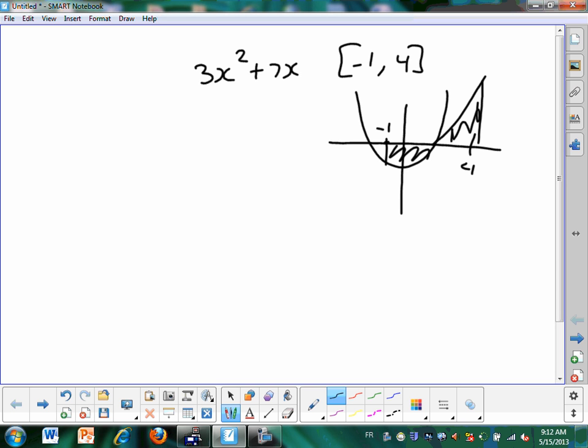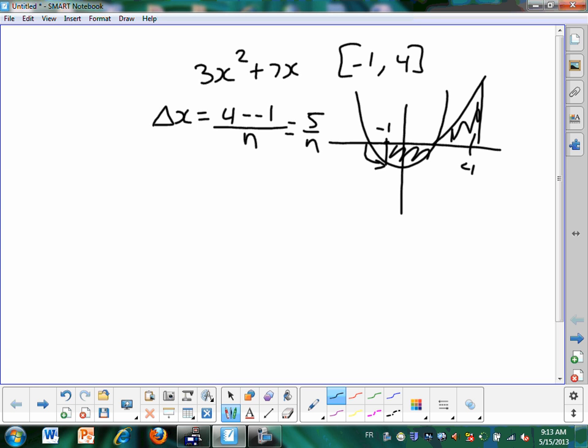Now the area of a rectangle is going to be the height of the function at any given point times the width of that rectangle. So I need to figure out what the width of the rectangle is going to be. How do I get the width of the rectangle? I could take 4 minus the -1 over the total number of rectangles I'm going to have. That is hopefully 5 over n. How am I doing so far?